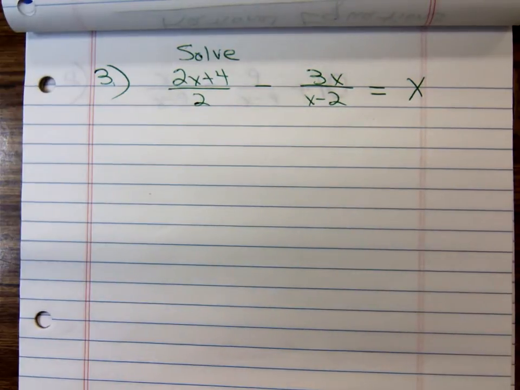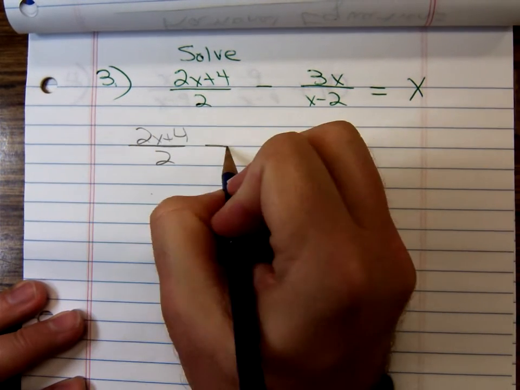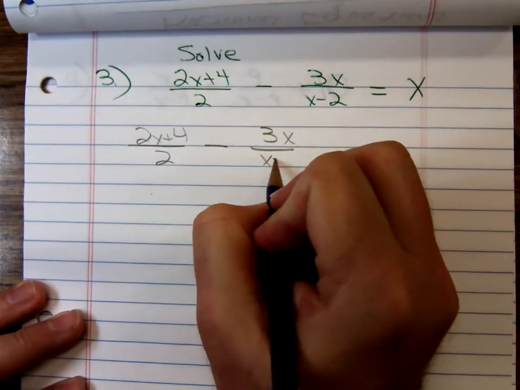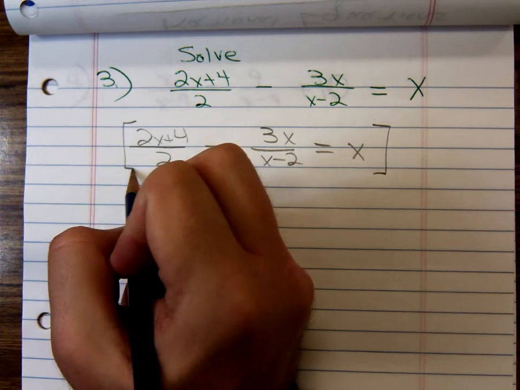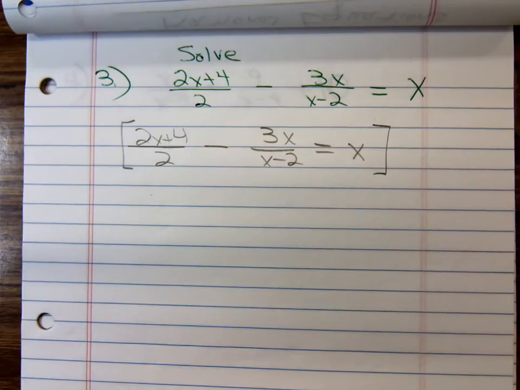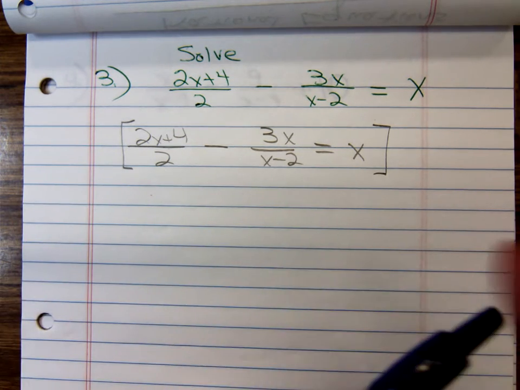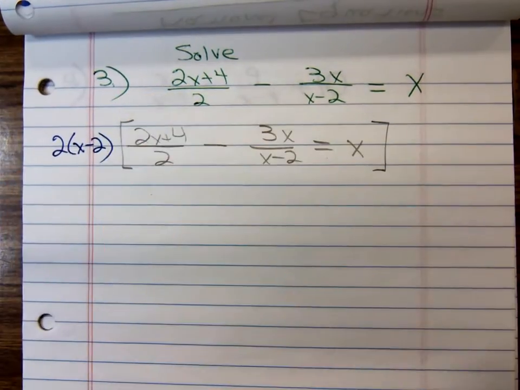So let me recopy the problem. It's 2x plus 4 over 2 minus 3x over x minus 2 is equal to x. We're going to have to multiply through to cancel out both of those denominators. What can we multiply through by that will cancel out not only the denominator 2, but the denominator x minus 2? Yes, 2 times x minus 2. I agree.